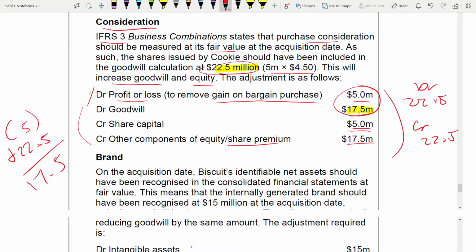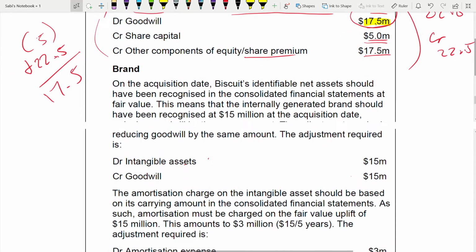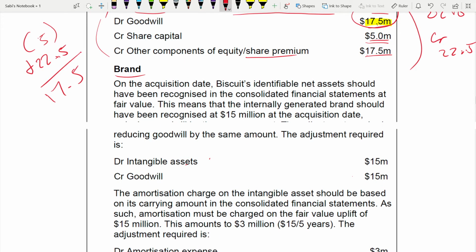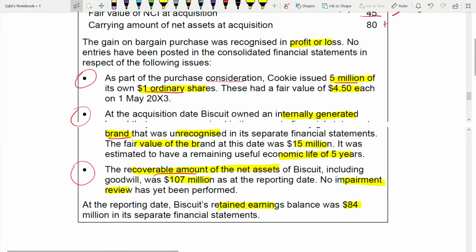The consideration part is over now. Now we are going to the brand, the second bullet point. On the acquisition date, any identifiable net asset should be measured at fair value, because the brand will come under net assets. It is an intangible asset, also recognized at fair value. So it should be recognized at 15 million. The amount is given here, 15 million, and the useful life is 5 years.